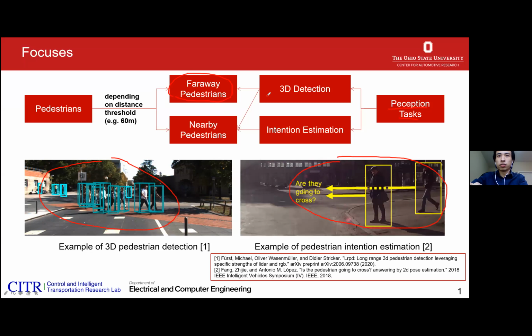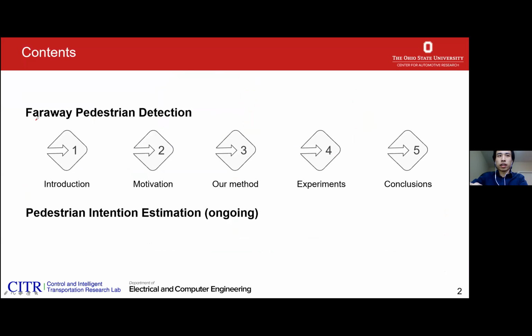So our goal is to detect and localize them as accurately as possible. For nearby pedestrians, detecting them is not a big problem, so we still hope to predict their intention in advance to assist the control systems. Today I will mainly talk about our faraway pedestrian detection work, and at the end of this presentation, I will also talk about our ongoing project, pedestrian intention estimation.